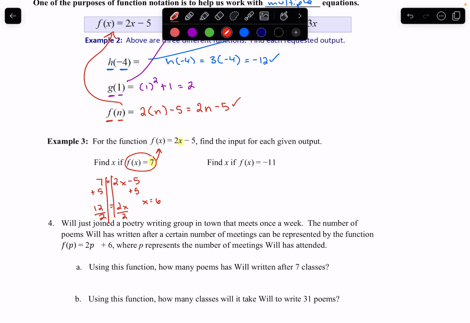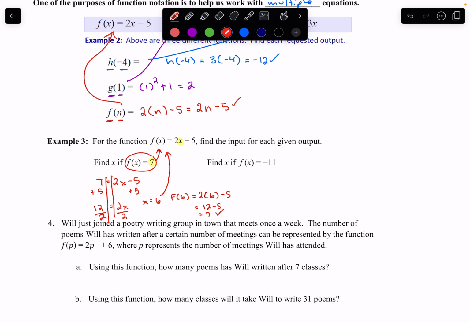So that tells me that when I plug 6 into this function, f of 6 should equal 7, right? And if I try that, 2 parentheses 6 minus 5 becomes 12 minus 5, which equals 7, just like I wanted it to. Okay, find x if f of x equals -11.